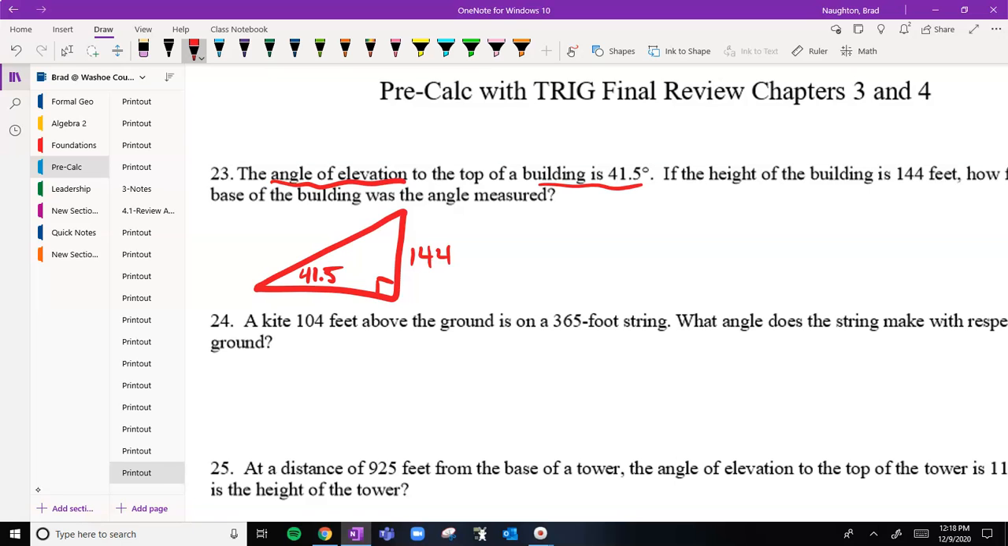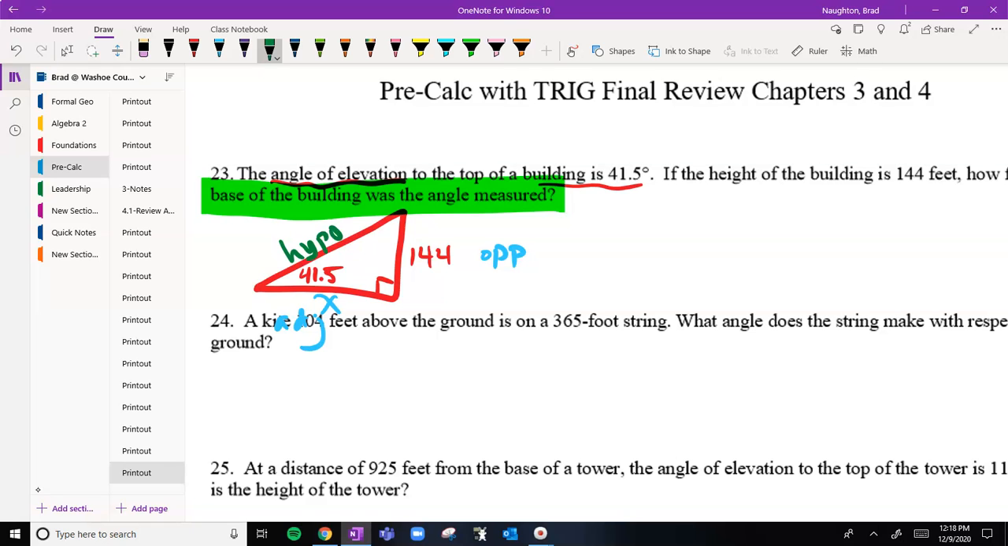And then I'm going to look for the base. So whenever looking for the base, that's always going to be down here. So what we have, ladies and gentlemen, is I have two sides that I have any information about or I care about, which is the opposite or adjacent.